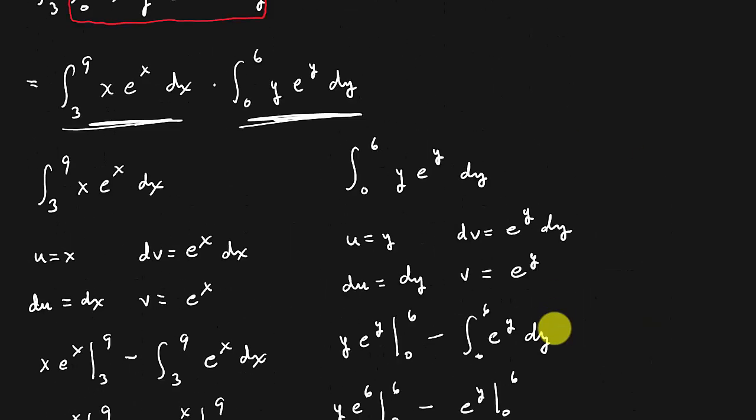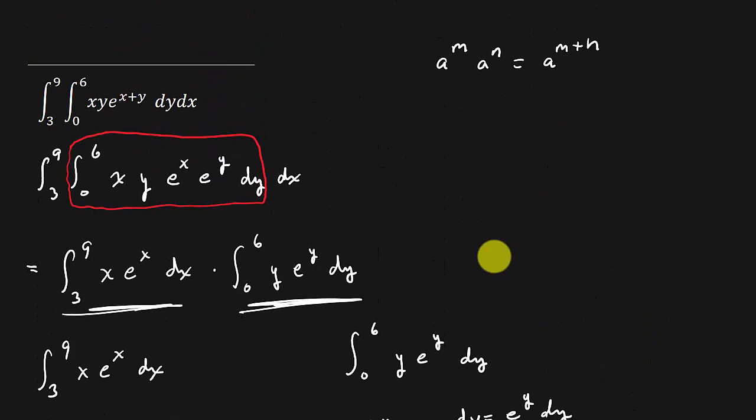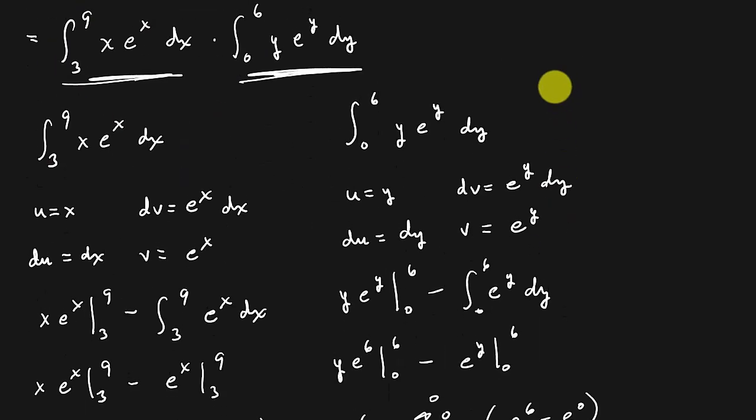So you can see, when you first look at it, that looks like a pretty tough problem, but really it's not. You know that rule that you can split them up like that, and then it's just a simple integration by parts here. All right, so I hope that video helped.